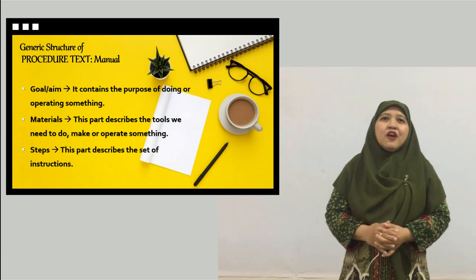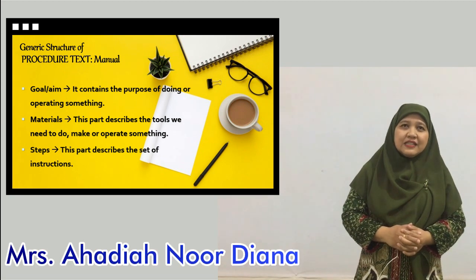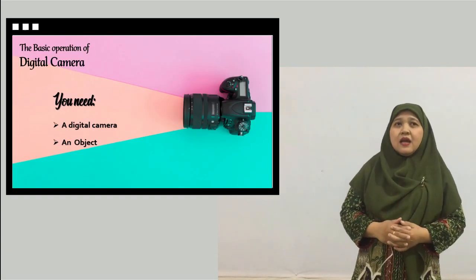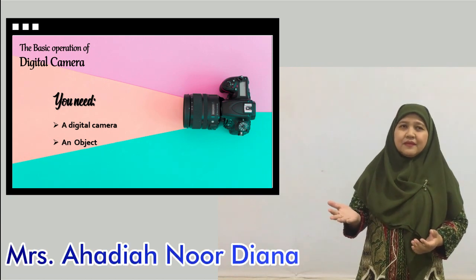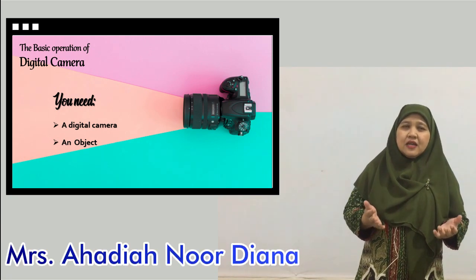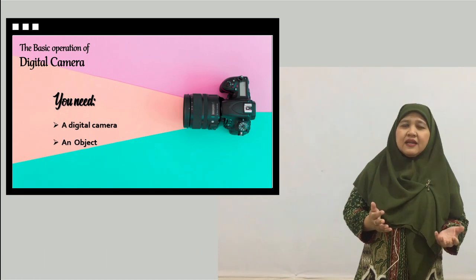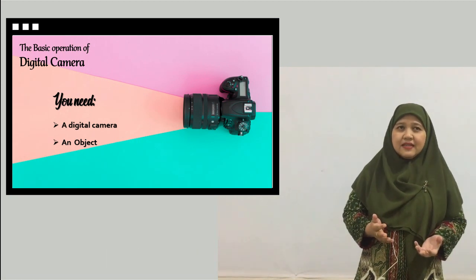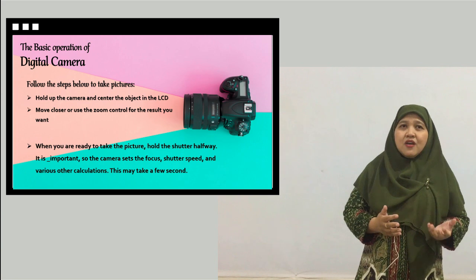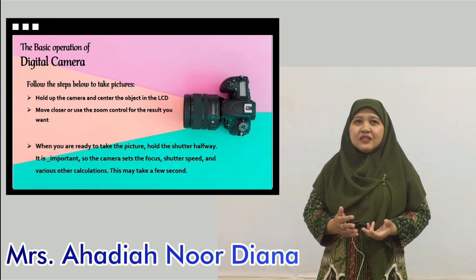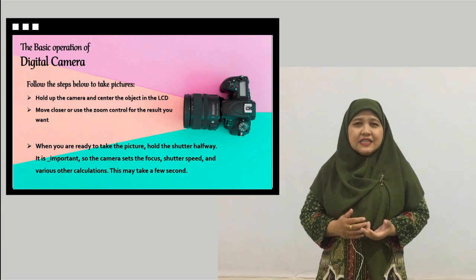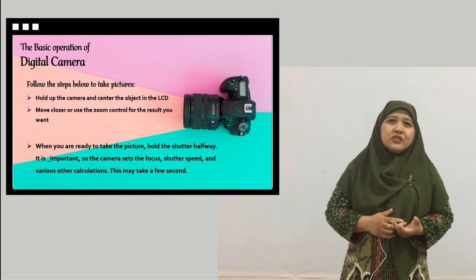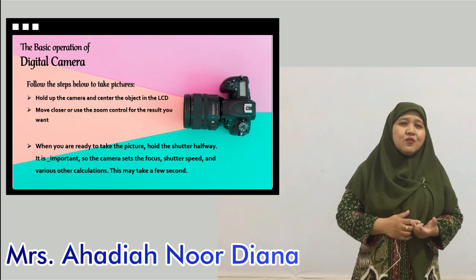This is an example of analysis of generic structure in the procedure text manual. You can see the goal, the basic operating of a digital camera. The materials, a digital camera and an object. And then the steps, follow the steps below to take a picture. Hold up the camera and center the object in the LCD. Move closer or use the zoom control for the result you want.